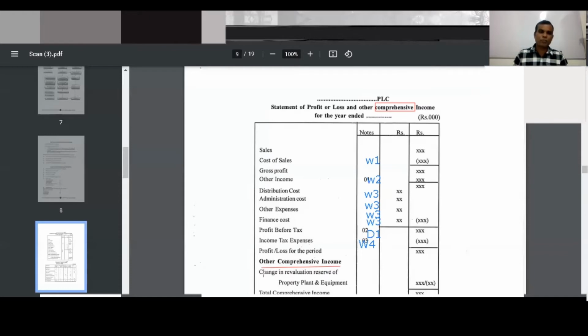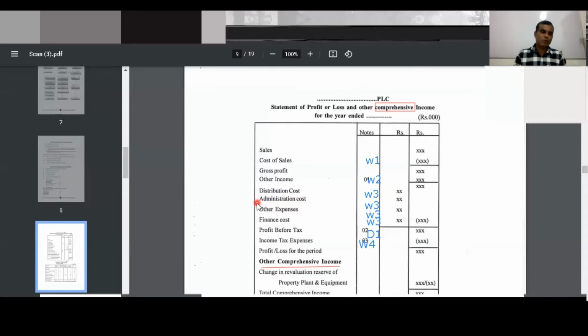Now, for example, assume that the revaluation of land profit is 100. That 100 should be added to this profit. Then you are getting total comprehensive income. Sometimes there may be a revaluation loss. If there is a revaluation loss, it should be treated as other expense. Keep in mind, any revaluation loss should come under the category of other expenses.